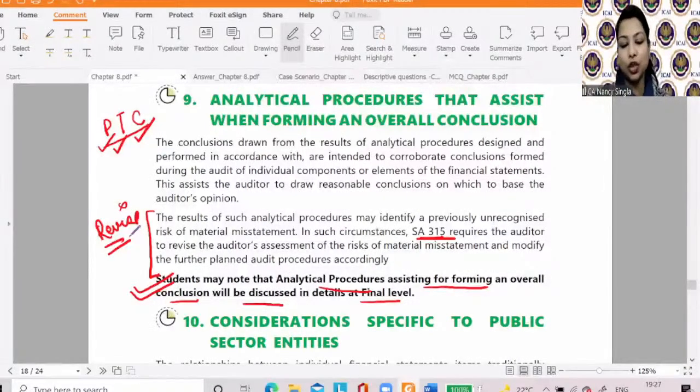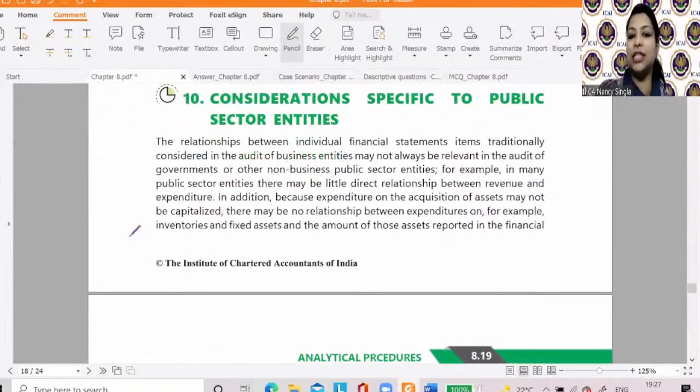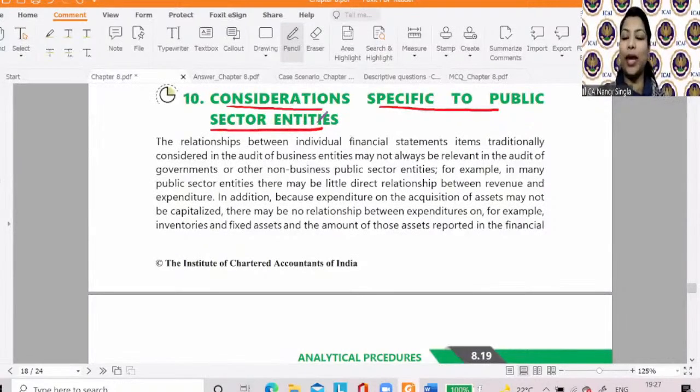Okay? So the last topic of this chapter is: considerations specific to public sector entities. It basically wants to say that when an auditor is considering whether a particular analytical procedure is suitable for a public sector entity, let's say Indian Railways, what all considerations does the auditor have to keep in mind? Analytical procedures can be applied in the case of public sector entities, but the auditor needs to keep certain things in mind. There are certain characteristics of public sector entities that you need to consider.